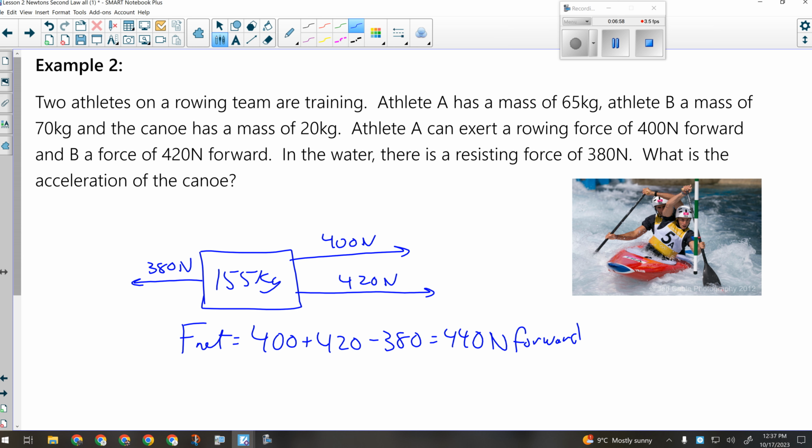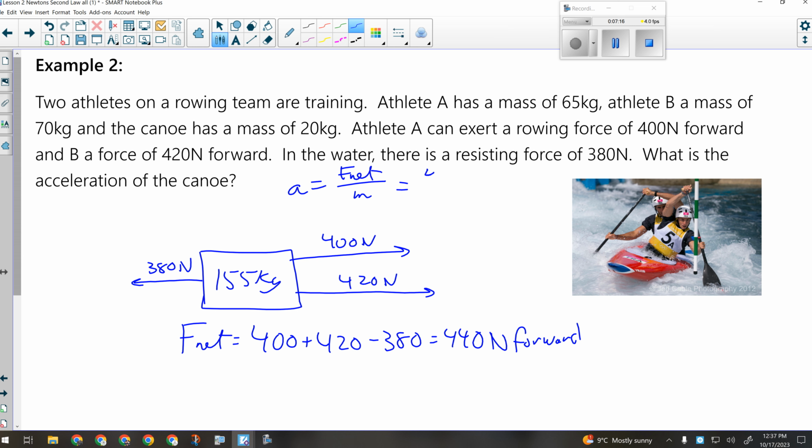Okay, so did I just do the vector sum of all forces? Do I always do the vector sum of all forces and m times a? I haven't done m times a yet, have I? But that's all right, because that's the next thing. They want the acceleration of the canoe. Well, acceleration is F net divided by m.